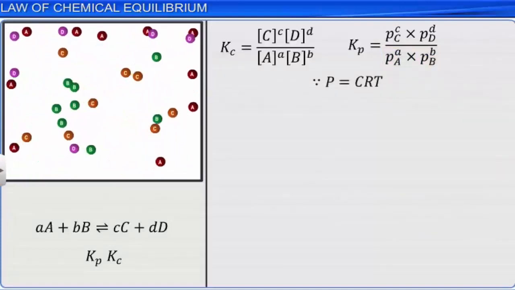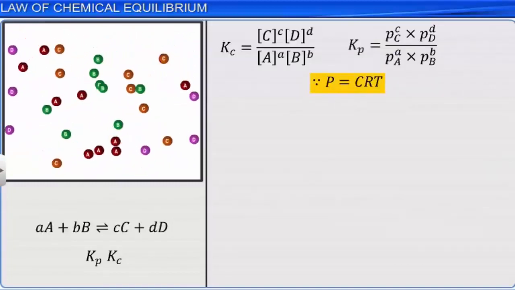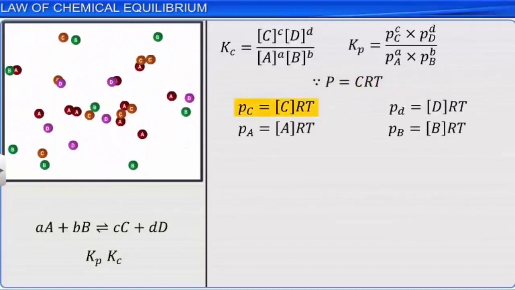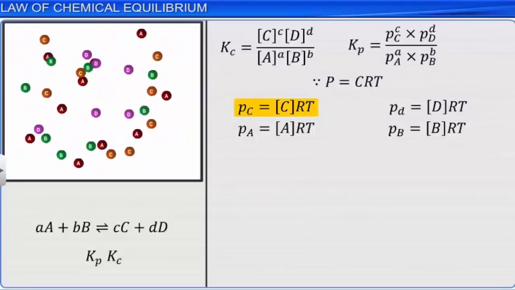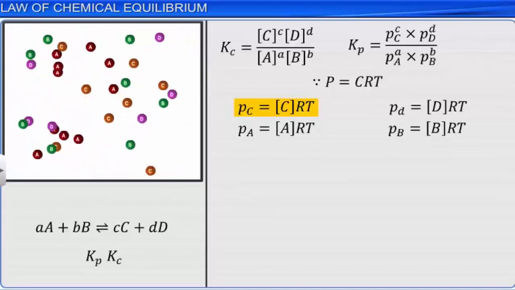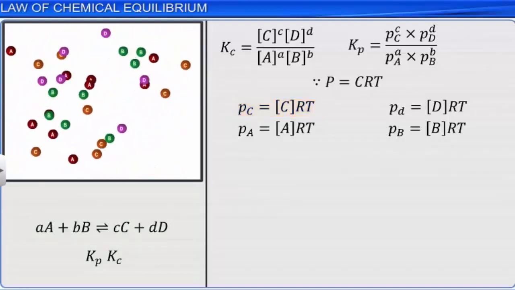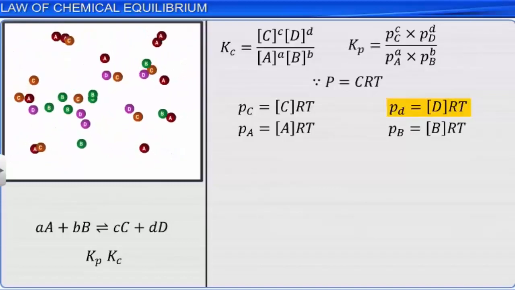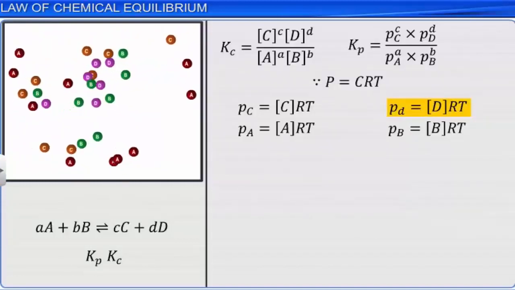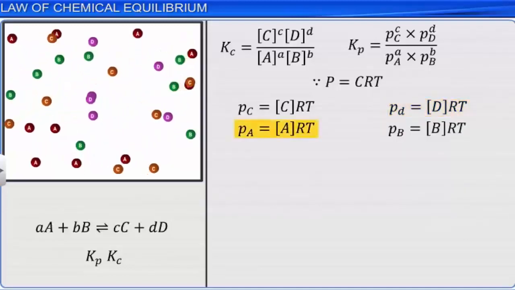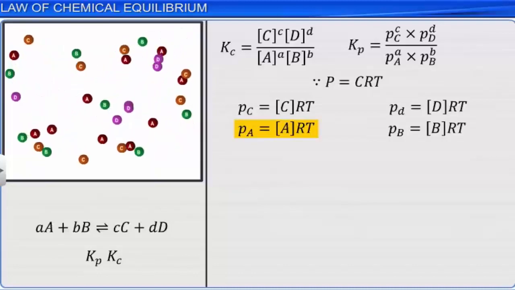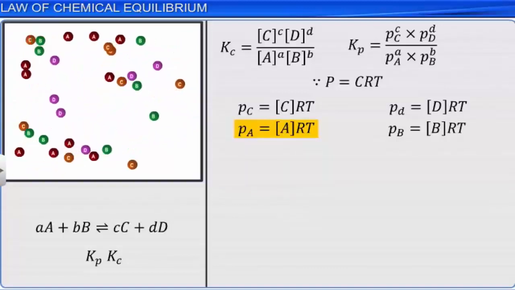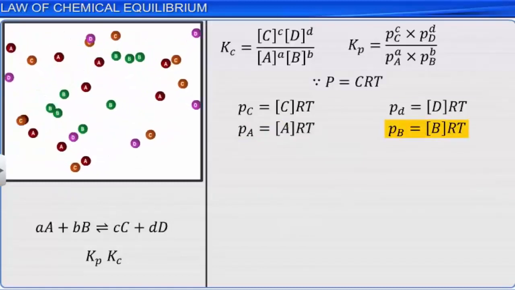Since P is equal to CRT, it can be written as partial pressure Pc is equal to the concentration of C multiplied by the product of R and T. Partial pressure Pd is equal to the concentration of D multiplied by the product of R and T. Partial pressure Pa is equal to the concentration of A multiplied by the product of R and T. Partial pressure Pb is equal to the concentration of B multiplied by the product of R and T.